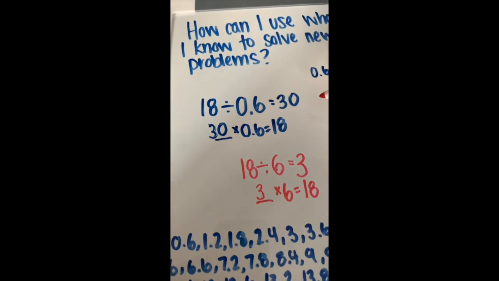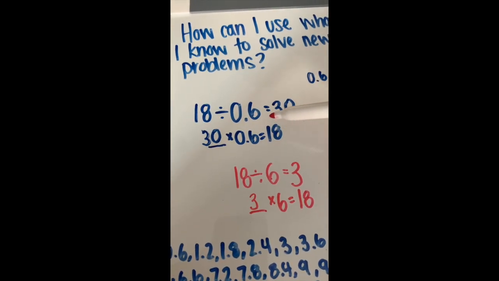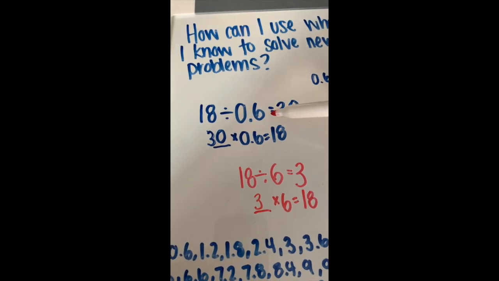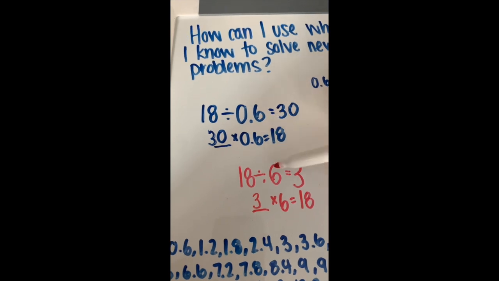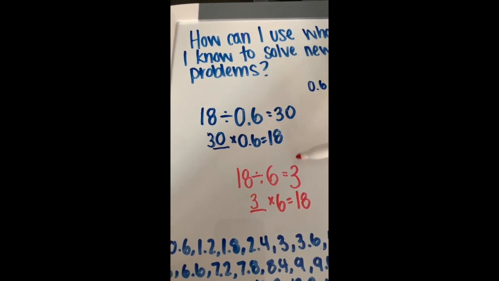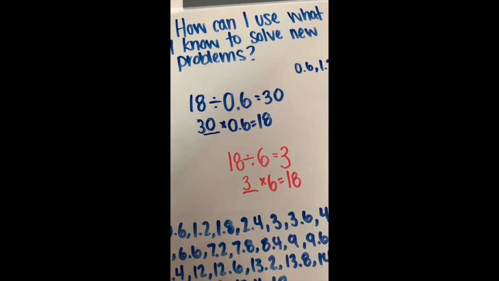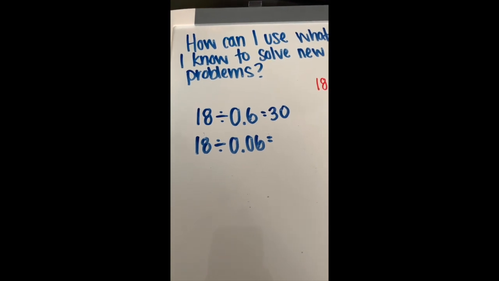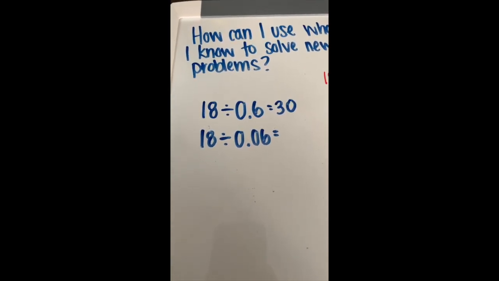So this is correct. 18 divided by 6 tenths is 30. This number is 10 times smaller than this, and my answer is 10 times greater than this, which is interesting. So let's look at another problem. Here's my new problem. 18 divided by 6 hundredths equals what?